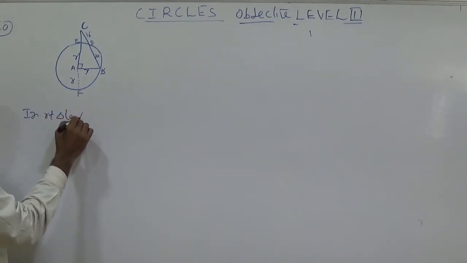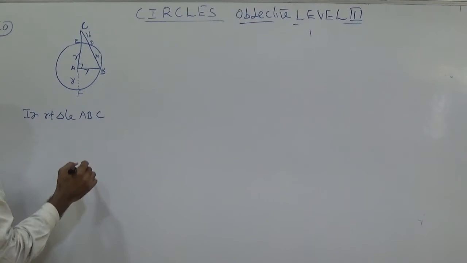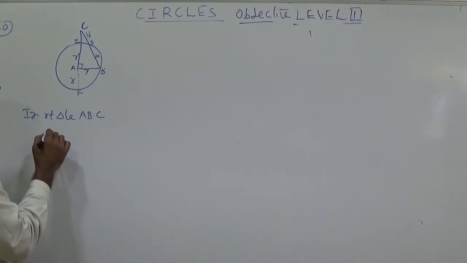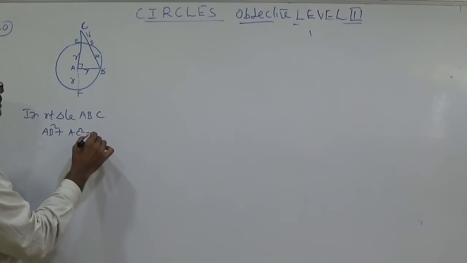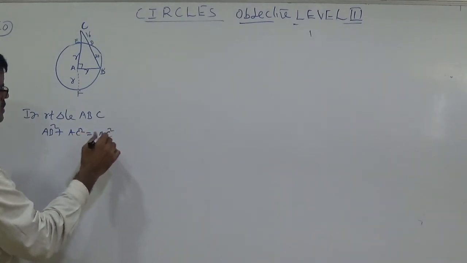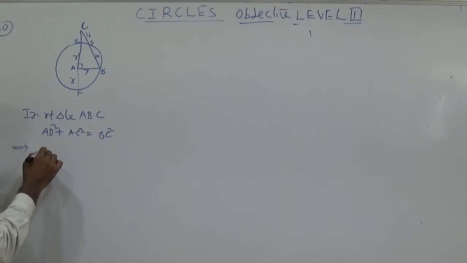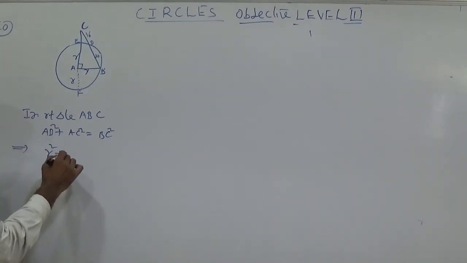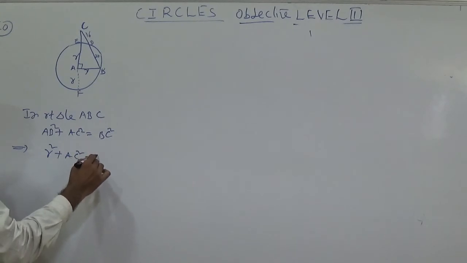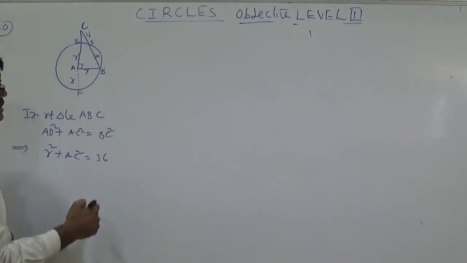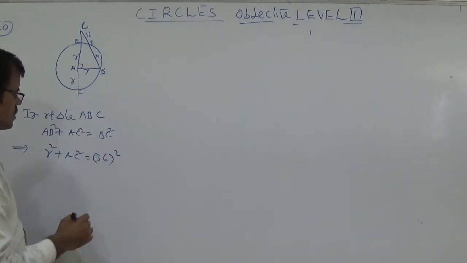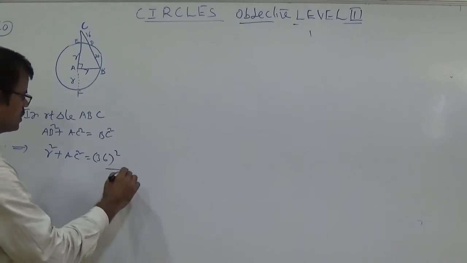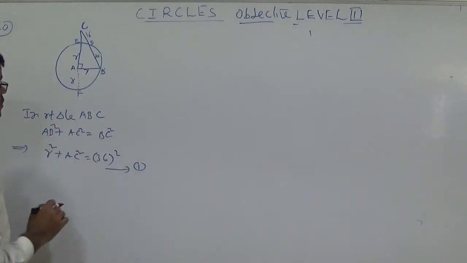In right triangle ABC, we can use the concept AB square plus AC square is equal to BC square. That implies AB square means R square, so R square plus AC square is equal to BC, which is BD plus DC. BD is 20 and DC is 16, so we can write this as 36 whole square. Put this as the first equation, which will be useful.